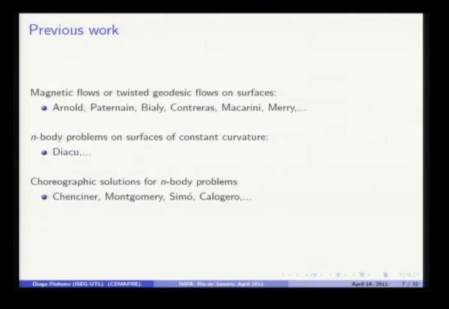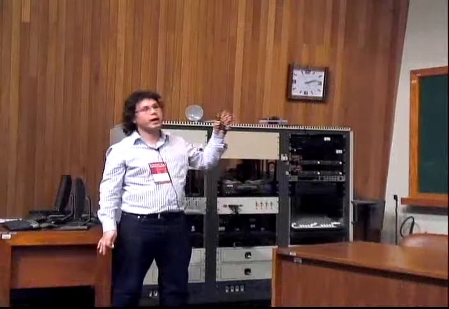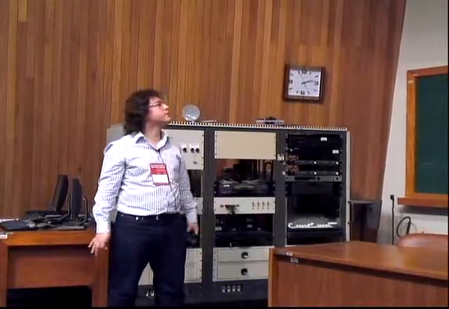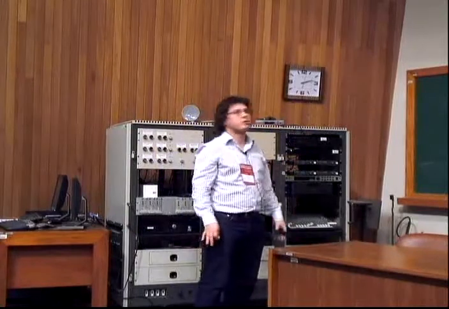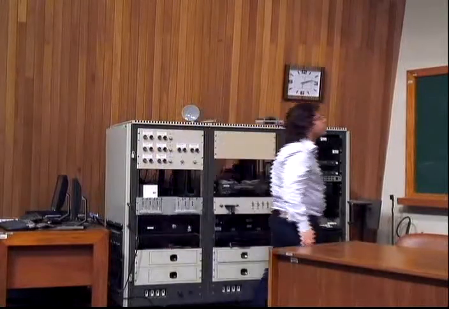Okay, so there is a lot more done in this kind of problem. For instance, these twisted geodesic flows or magnetic flows, and there are a lot of works by Arnold, Paternain, Bialy, Contreras, Macarini, Mary. There are n-body problems on surfaces of constant curvature by Diacu. I guess Chanciner is also working on that. There are these works about choreographic solutions for n-body problems.